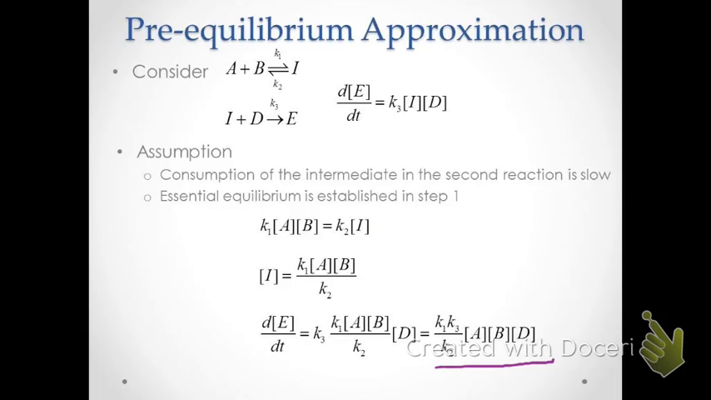Note the difference between this and steady state. In the steady state approximation, intermediate consumption is assumed to be very, very fast, and in the pre-equilibrium approximation, this last step is assumed to be very, very slow. So we will get different results in these two approximation methods, and which one is actually closer to reality depends on the actual rates of these individual steps.